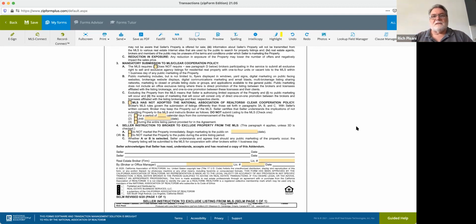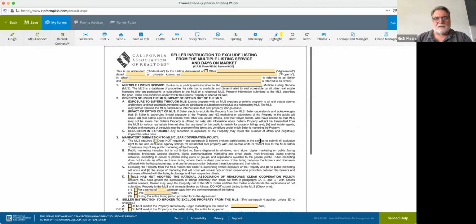The MLS requires the exact same thing. You need to send this form, the SELM. I'm going to go down so you see it. The SELM, along with the first and last page of the listing agreement, needs to be sent to that MLS, to the MLS. The MLS, send it to compliance.